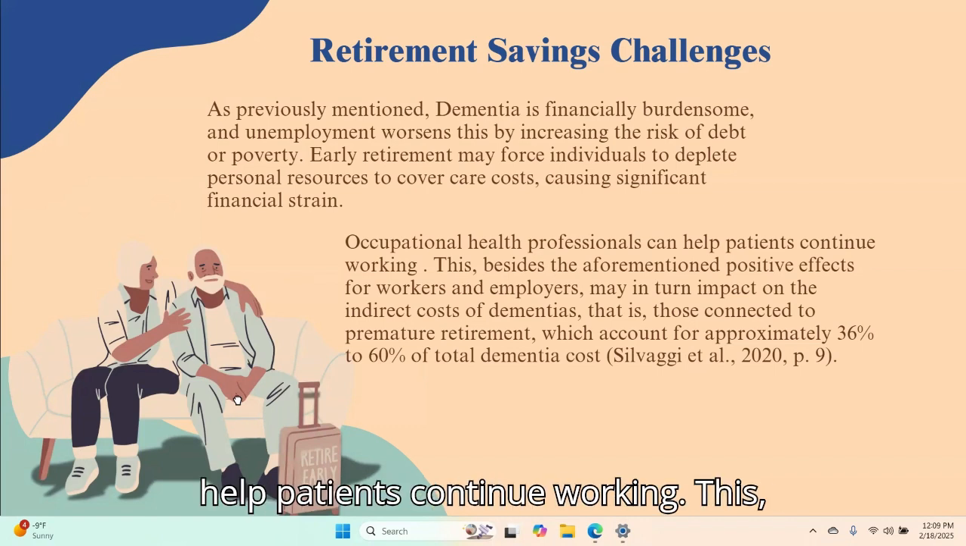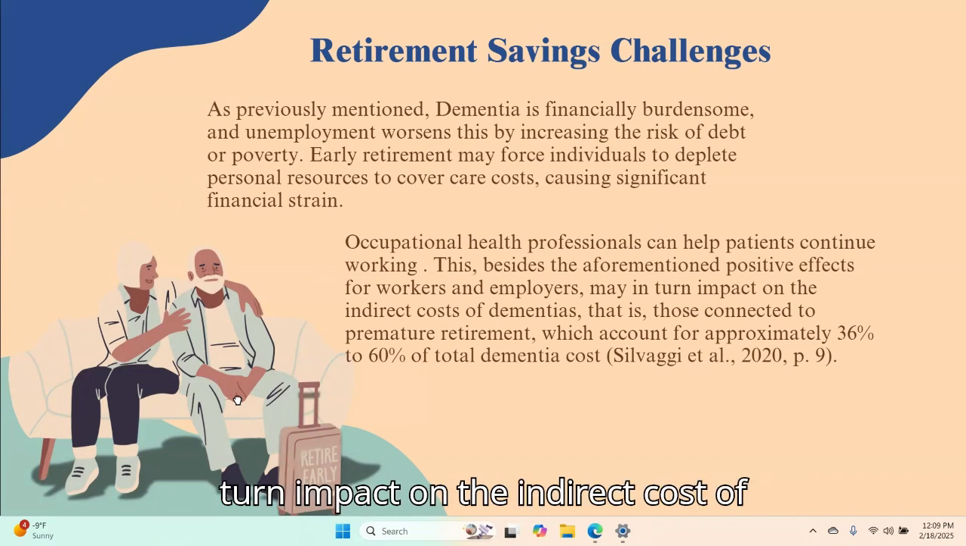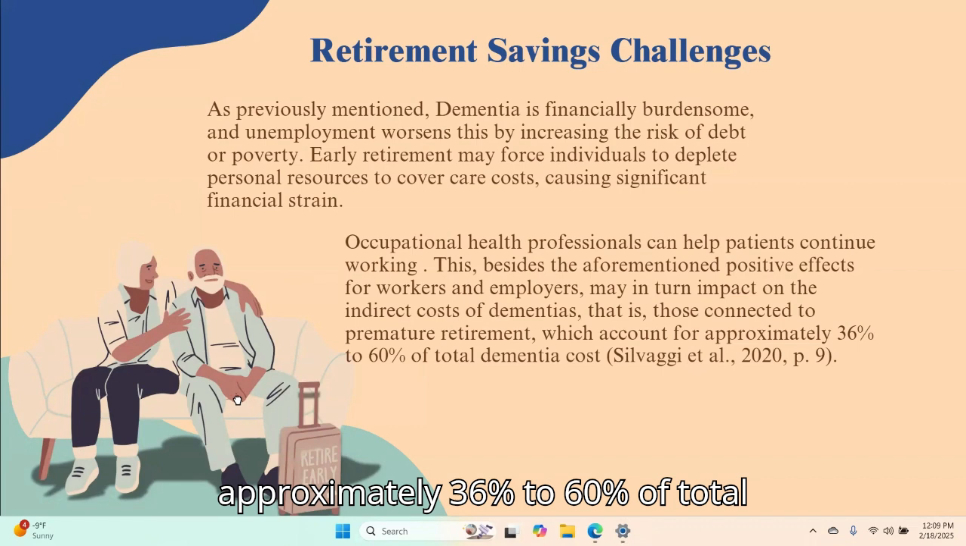Occupational health professionals can help patients continue working. This, besides the aforementioned positive effects for workers and employers, may in turn impact the indirect costs of dementias. That is, those connected to premature retirement, which account for approximately 36% to 60% of total dementia costs.